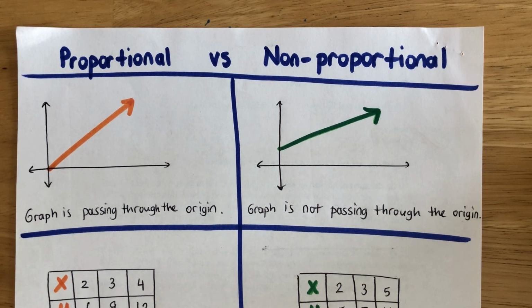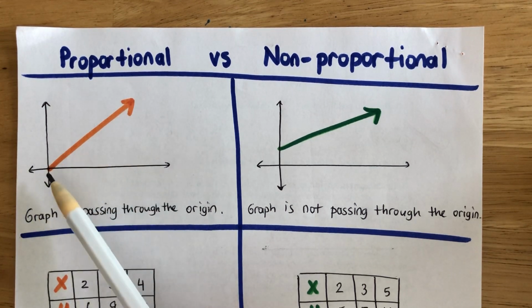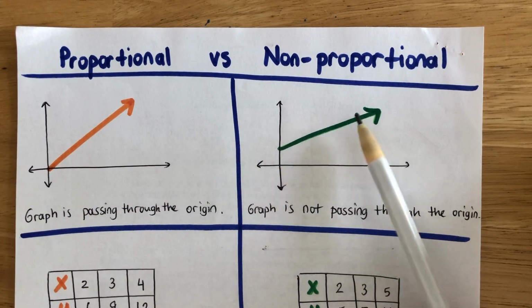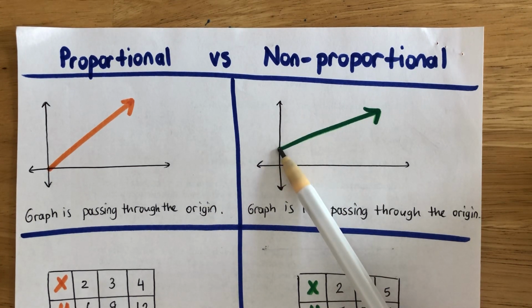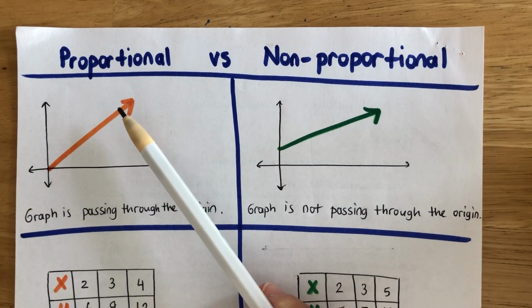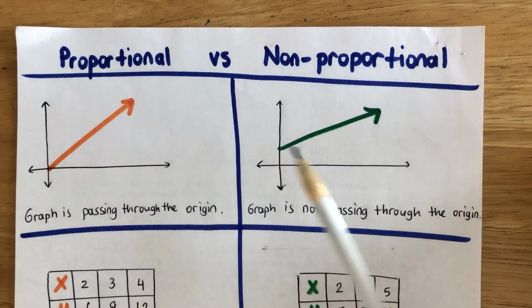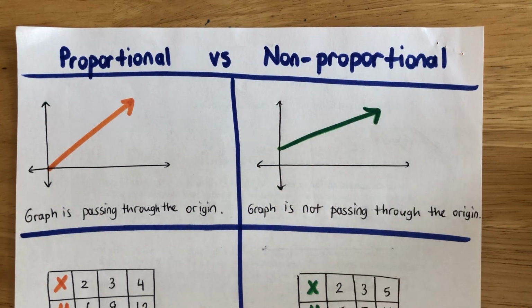Whenever you have a graph, you will pay attention to something. Like this, the orange one is passing through the origin right here. And the gray one is not passing through the origin. It's passing through the y-axis at another point, which is not the origin. So if your graph is passing through the origin, your relationship is proportional. If it is not passing through the origin, it is not proportional. Okay, the first thing is the graph.